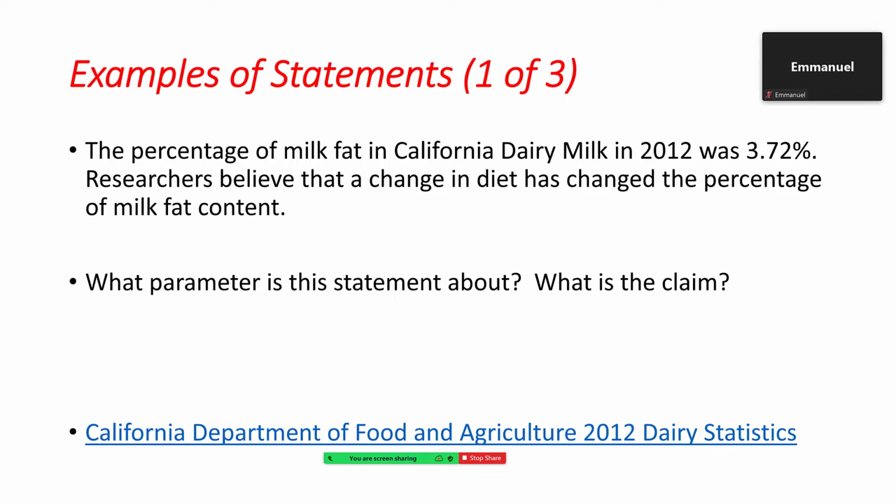Well, they're talking about a percentage. Percentage is usually proportion. So it sounds like they're talking about the proportion of milk fat. The claim is that it's no longer the same. It's changed, which means that the claim is that it's not 3.72% anymore. That's the claim. The old claim is that it's 3.72%. The new claim is that it's not. It didn't say higher or lower. It just said not.